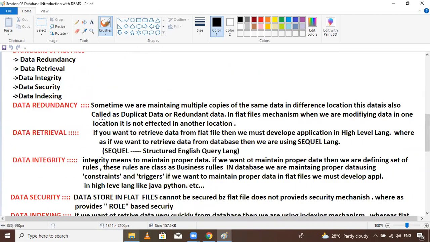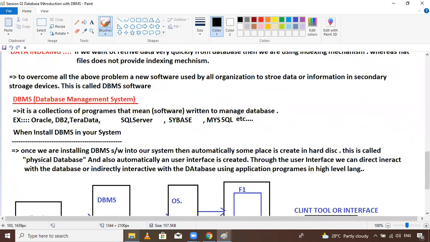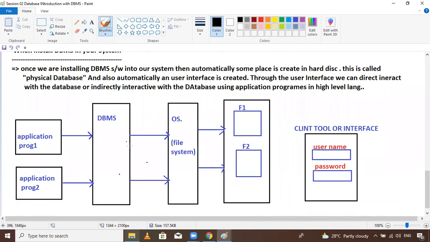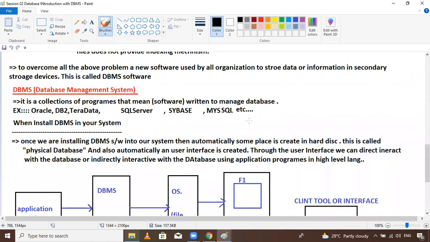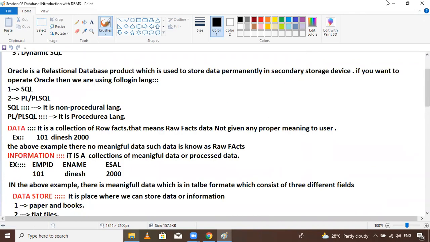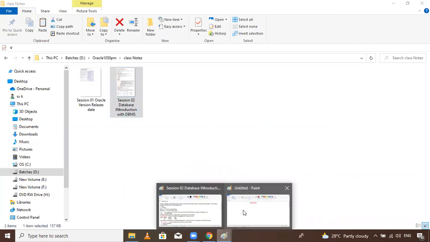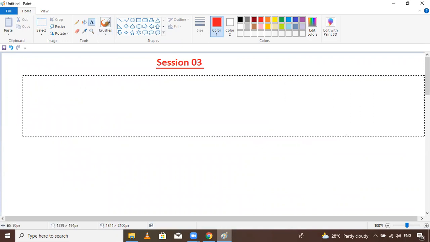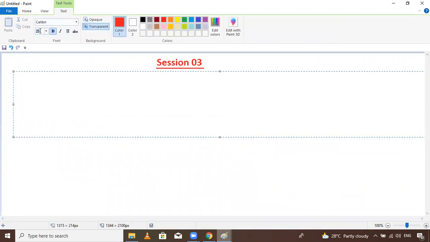In the flat file, we have some drawbacks. To overcome these drawbacks, we introduced Oracle DBMS, and on top of the DBMS, these many things are working. All these things we discussed in detail in the last session. Now, in this session, we will learn what is a model.